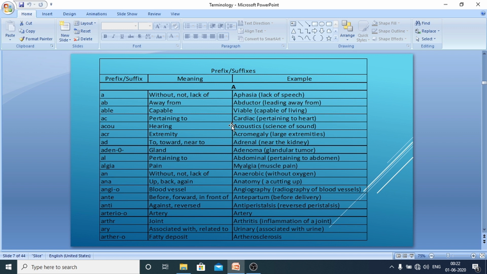The first example is A. The meaning of this is without, not, lack of, and the example is aphasia. Here the A plays the prefix role and the meaning of aphasia is lack of speech. Algia means pain, and the example is myalgia, which means muscle pain. The algia is a suffix here because it is placed at the end of the root word.